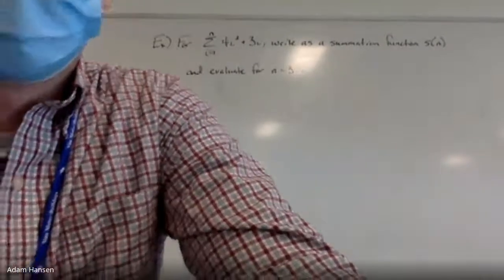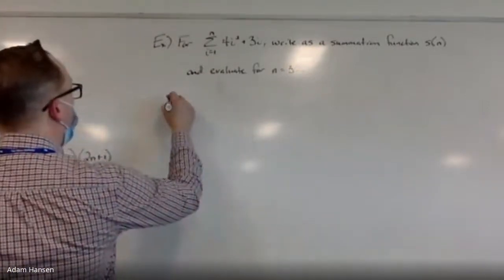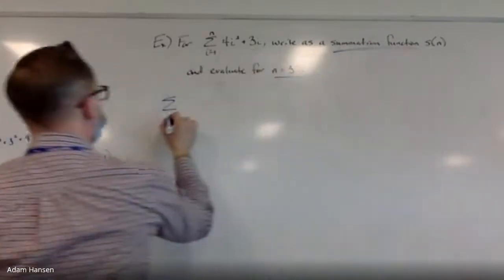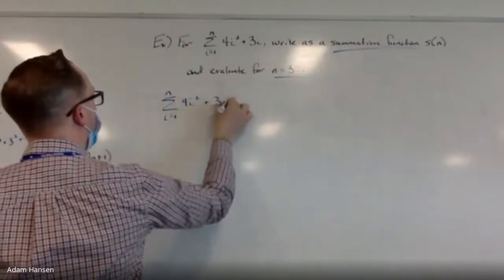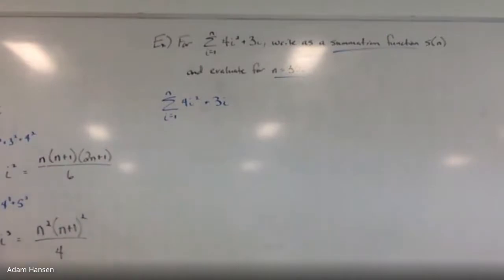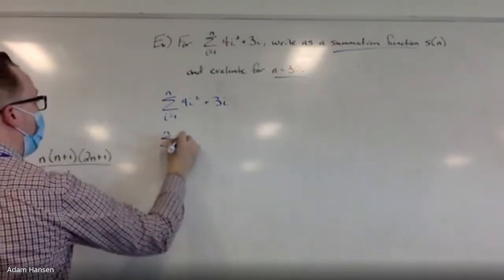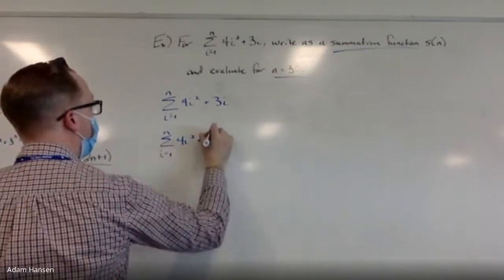Okay, where was I? All right, let's first work with the sum. Let's write a summation function first and then evaluate for n equals 30. The summation from i equals 1 to n of 4i squared plus 3i. The summation property says I can write that as 2 different sums first: the summation from i equals 1 to n of 4i squared plus the summation from i equals 1 to n of 3i.